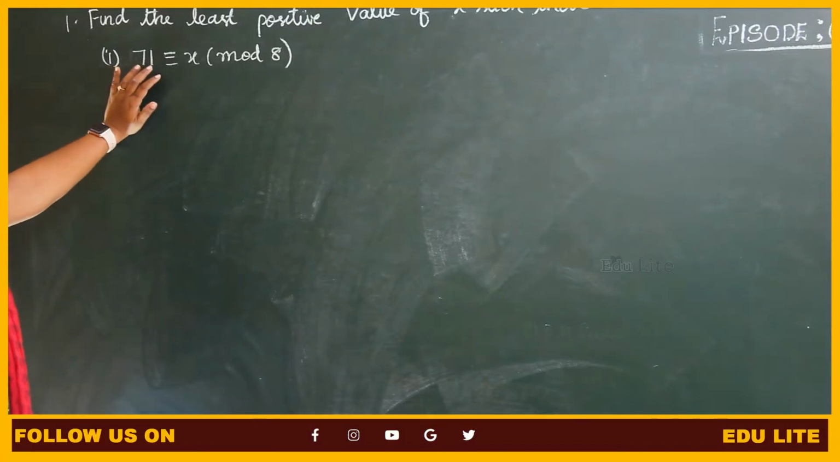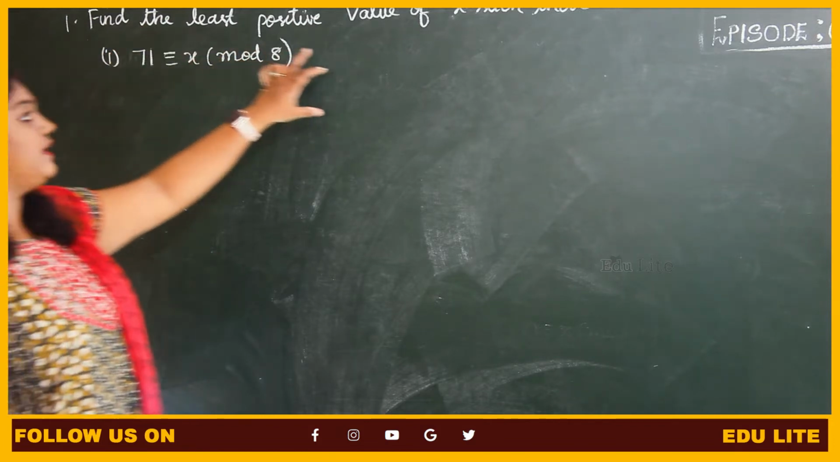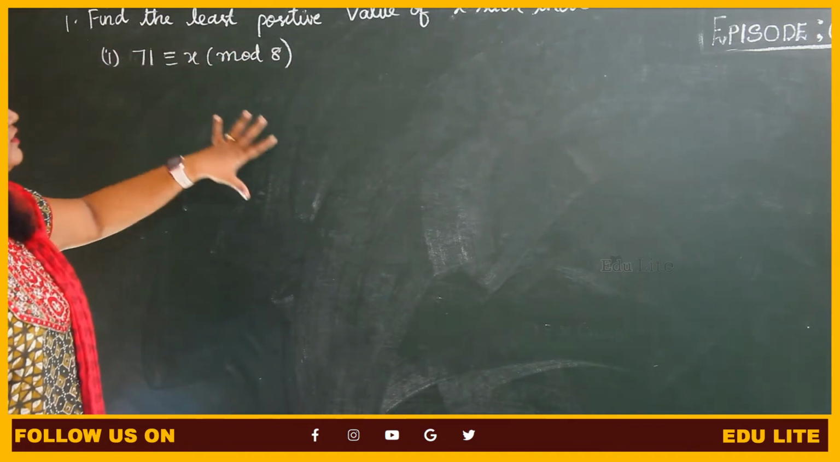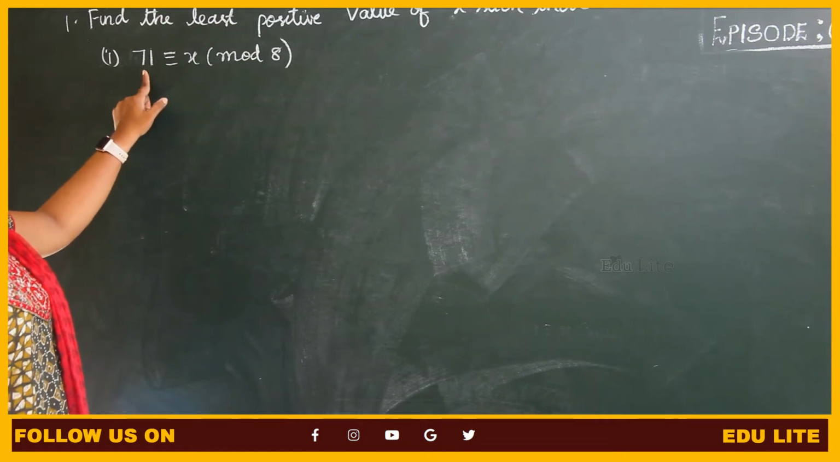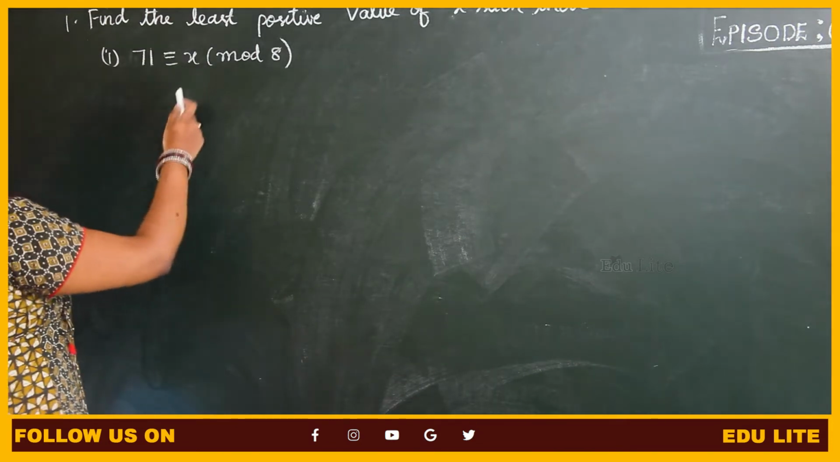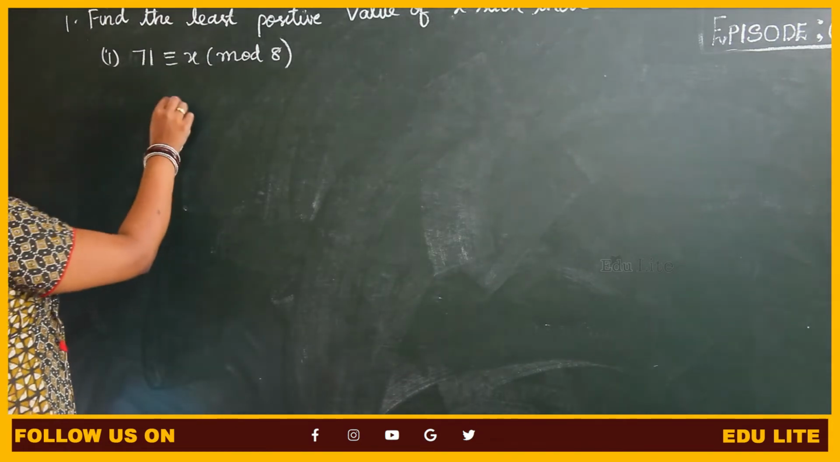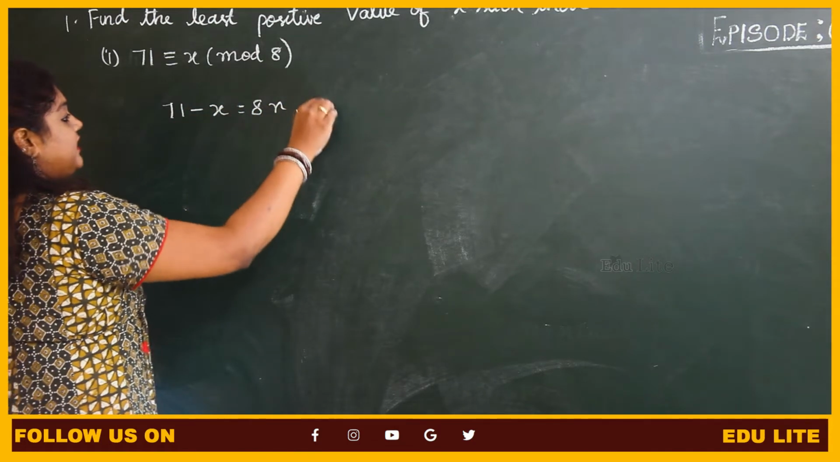We are going to start with the exercise problems. In the first problem, we are asked to find the least positive value of x such that the given congruences hold, with 5 subdivisions. We will solve them one by one. The first subdivision is 71 is congruent to x mod 8. As we all know, we can write this in a congruence relation as 71 minus x equals 8 into n, where n is an integer.